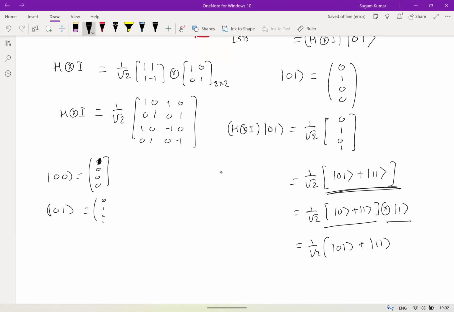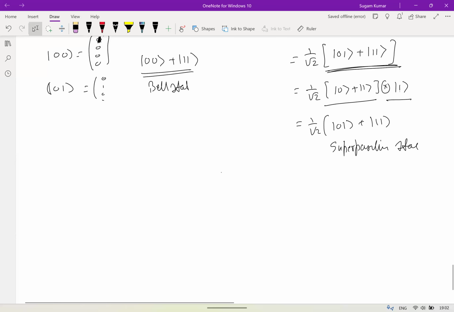I gave you the example 0 0 plus 1 1. Whatever you do, you can never write this as a tensor product of two states. Not possible. So this is a Bell state, but this is not a Bell state. This is just creating a superposition state. This is a superposition state, but of course not a Bell state.